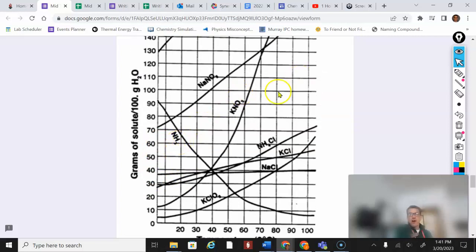Most of these lines have a positive slope, which means that as the temperature goes up, we should be able to dissolve more. There's an exception here with NH3, which dissolves worse as it gets warmer.